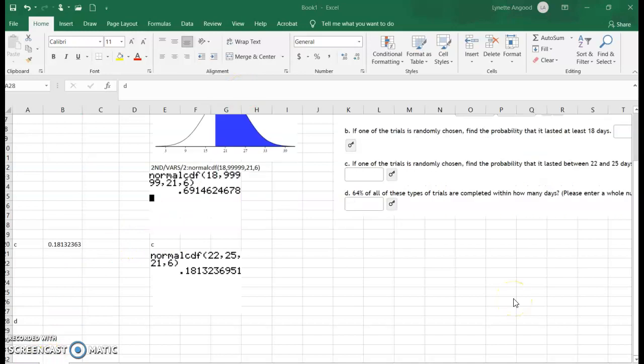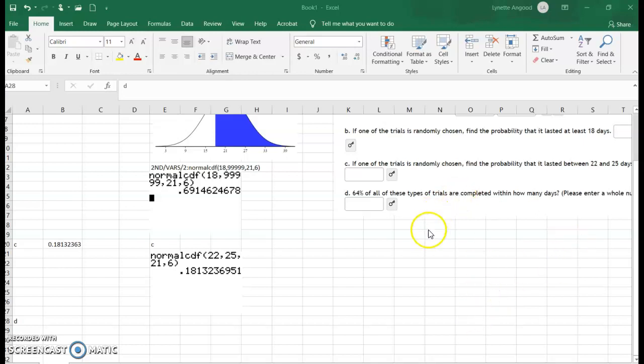If we're using the TI-84 graphing calculator, we go back to that same normal CDF command, but this time our lower boundary is the smaller of the two and our upper boundary is the larger of the two. But the mean is still 21 and the standard deviation is still 6. So we get the same answer. So again, it doesn't matter which tool you're using, you're going to get the same probability.